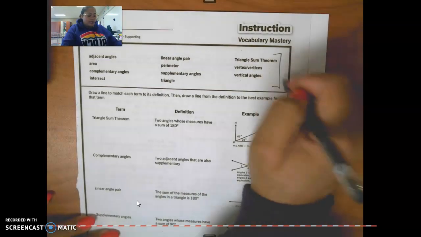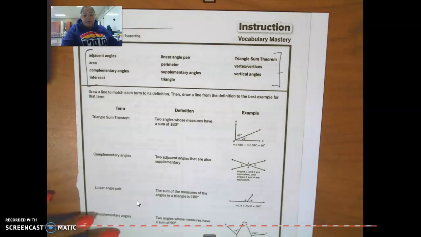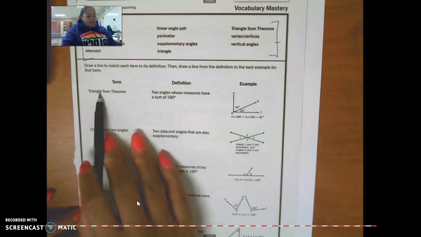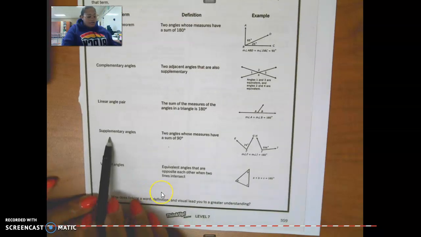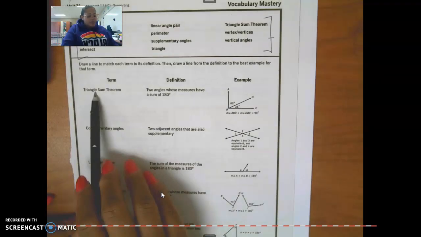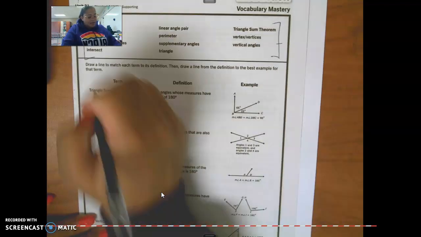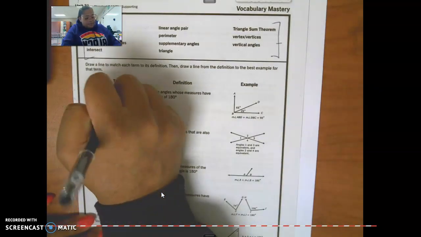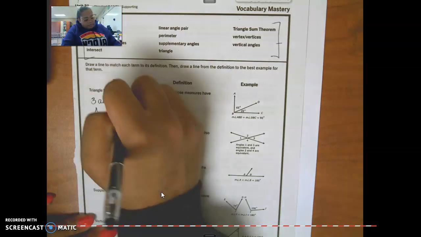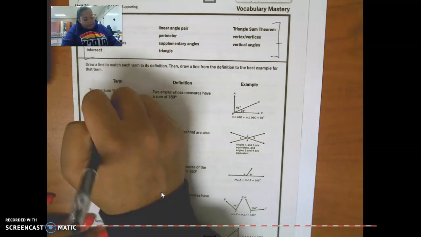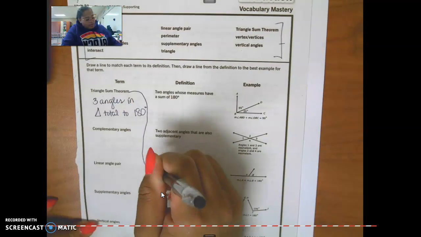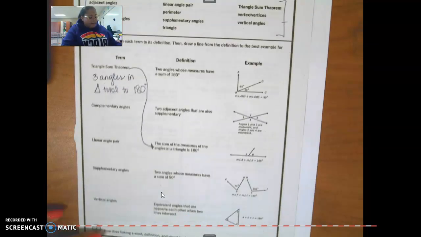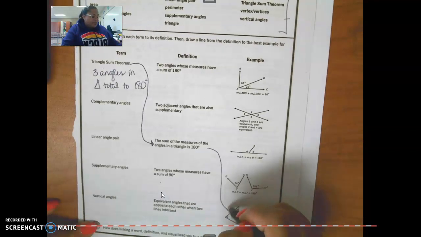Of course, you always need to know vocabulary because this is very important. We are going to talk about the triangle sum theorem, complementary angles, linear angle pairs, supplementary angles, and vertical angles. The triangle sum theorem means that the three angles in a triangle total up to 180 degrees. So that's going to go right here, and the example for that is going to be down here.